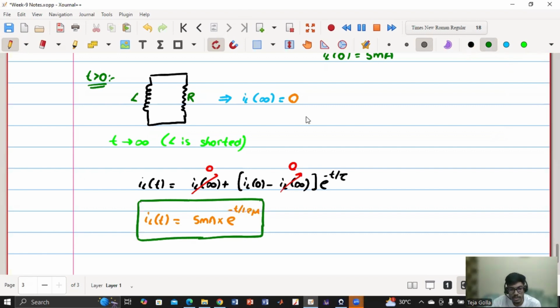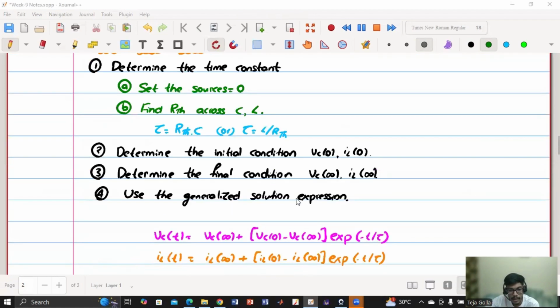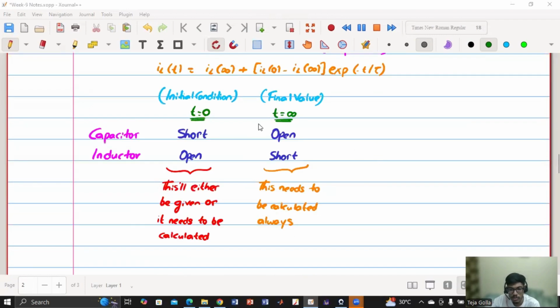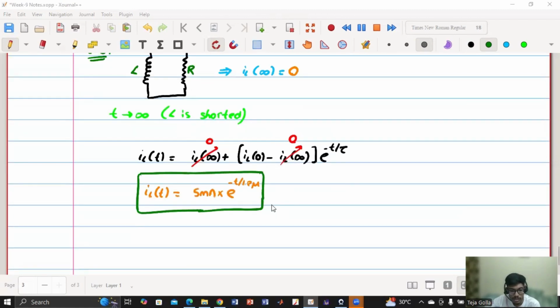Someone has mentioned, sir, is the equation correct? Which equation? This current equation, yes. It is IL of infinite plus IL of 0 minus IL of infinite into e to the power minus t by tau. So I have used the same expression. Correct. Now I have substituted all the things that I want.